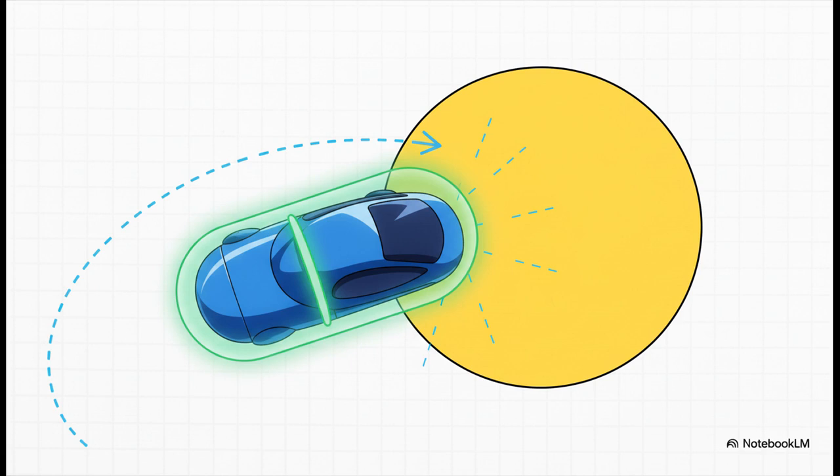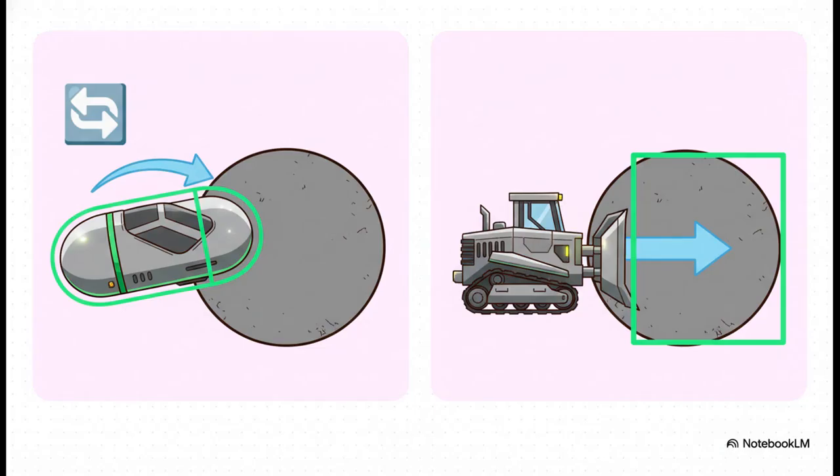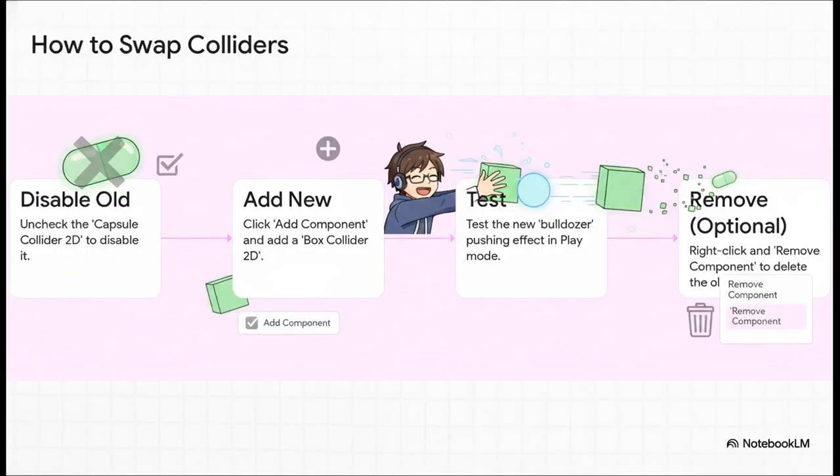Now, this might be exactly what you want for some games, but what if I want my car to feel more like a powerful bulldozer? And this is how we can change that feel entirely. Instead of using that rounded capsule collider, we can swap it out for a Box Collider 2D. A box collider has a perfectly flat front edge. This means instead of glancing off, it's going to make solid, flat contact, letting us push things much more directly, just like a bulldozer. It's amazing how this one tiny component swap can totally change how your game feels to play. Let's try it. Select your player object again.